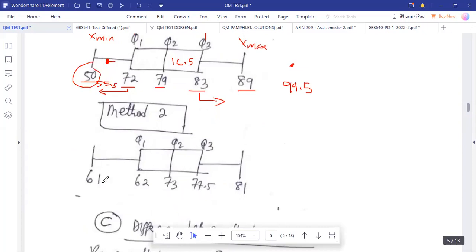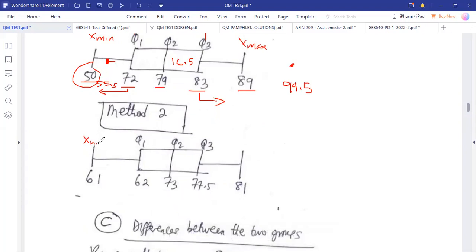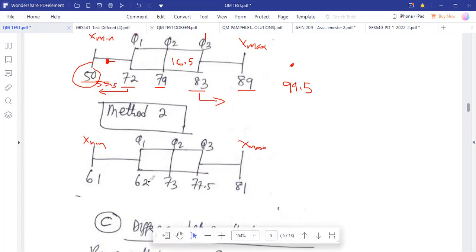How do we find it? These values are just the minimum value of the intervals. The smallest number was 61. The highest number was 81. And Q1 was 62, the median was 73, and the upper quartile was 77.5.